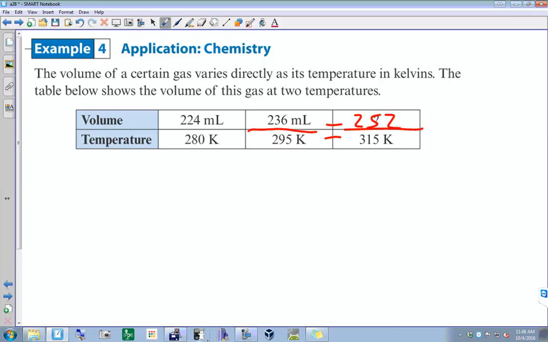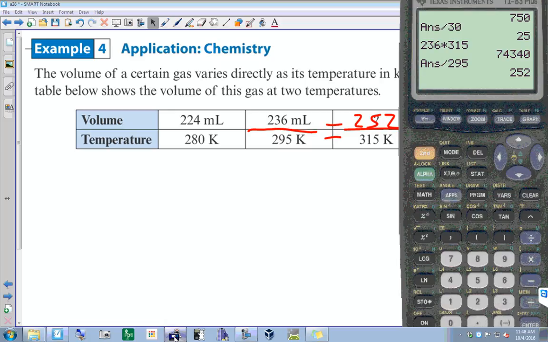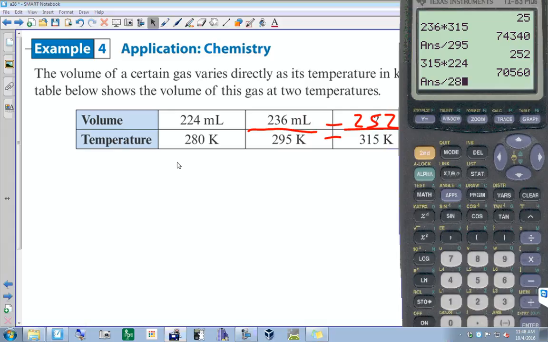So what happens if I don't necessarily agree with that? Could I use this first set here as well? So if I go and take 315, multiply it by 224, divide that by 280, do I get the exact same number? Yes. Okay. So as long as the ratio is holding out, it's great. Right. As long as that happens, great.